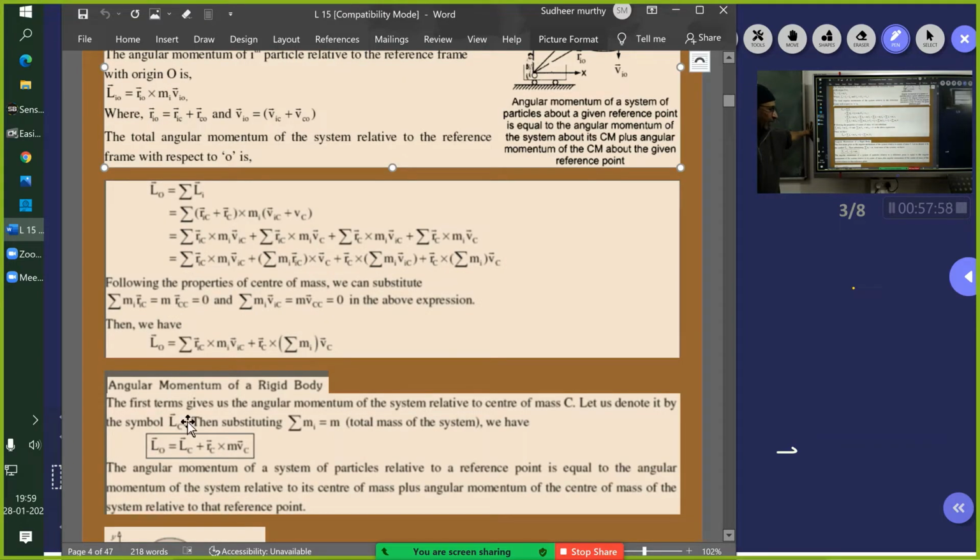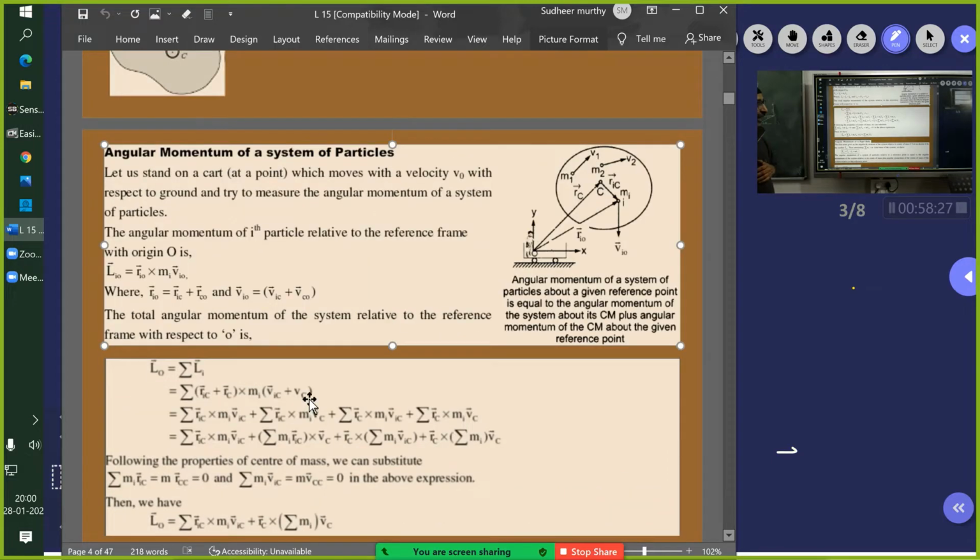What is this? See here, L bar of O, that is the angular momentum of the body with reference to O, is equal to the angular momentum of the body with respect to its center of mass, plus RC cross M VC bar. If VC bar is 0, then this quantity is 0.